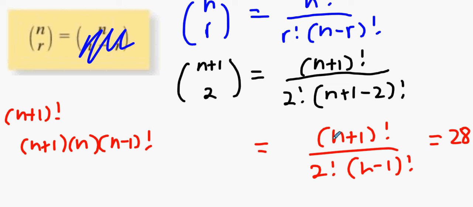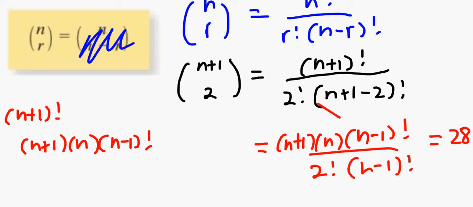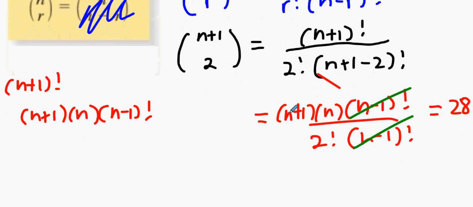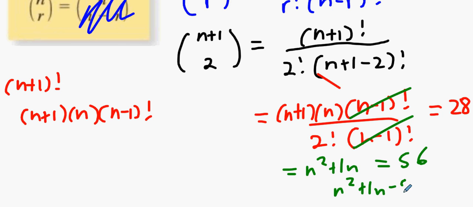So, if that's the case, what can I change n plus 1 factorial into here? n plus 1 times n times n minus 1 factorial. Now what cancels? The n minus 1 factorial takes a hike. n times n plus 1 is n squared plus 1n. 2 times 28 is 56. n squared plus 1n minus 56 equals 0.